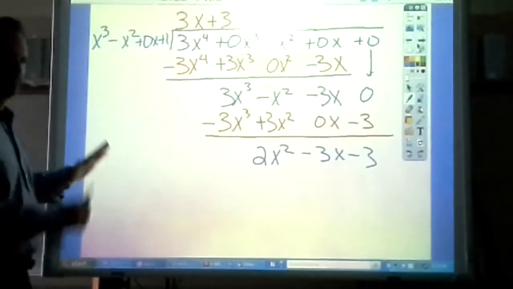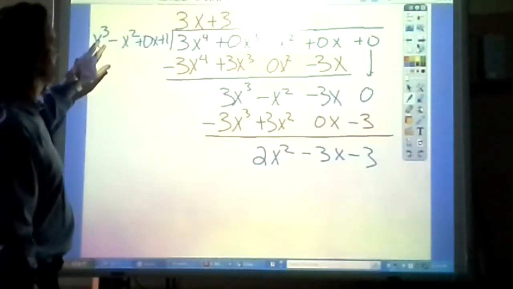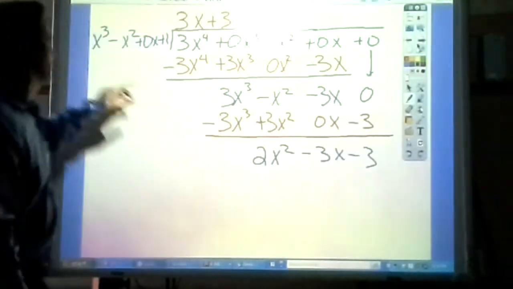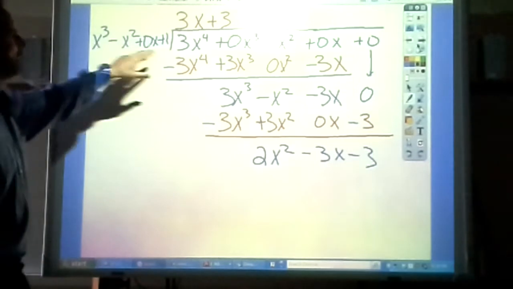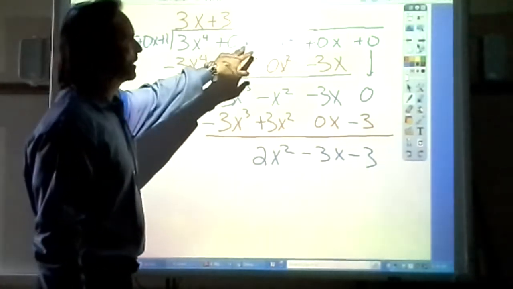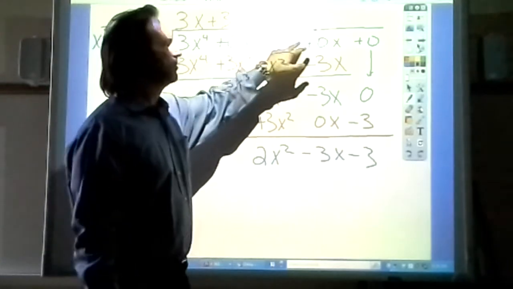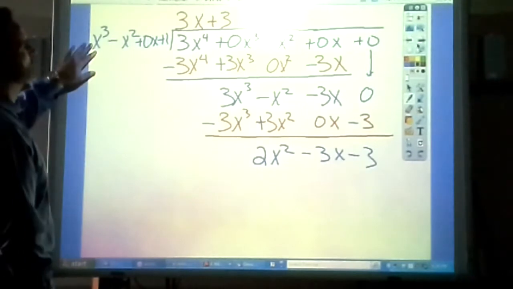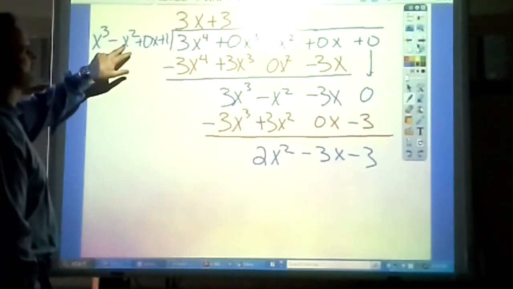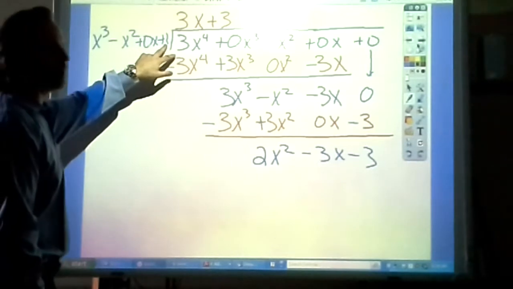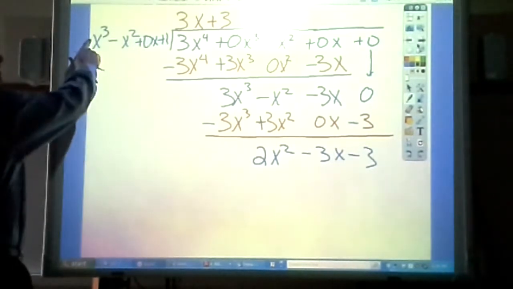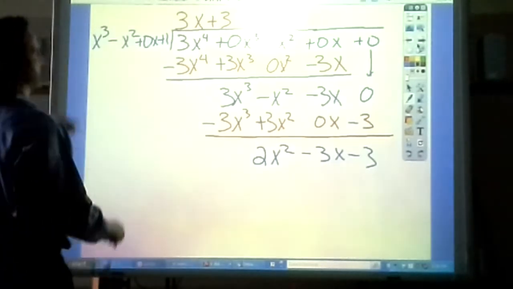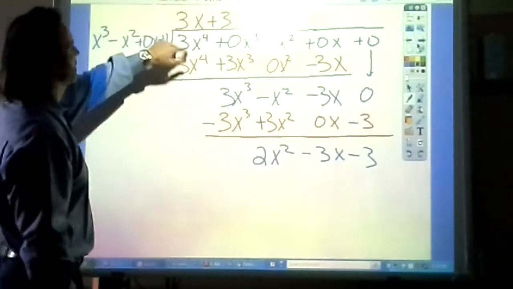All right, I've got all this long division. Notice everything is adjusted for those place values that need a 0. We're dividing 3x to the fourth plus 0x cubed minus x squared plus 0x plus 0 by x cubed minus x squared plus 0x plus 1. So I need a 0 there. X cubed goes into 3x to the fourth 3x times. This needs a 3 and I need another x.